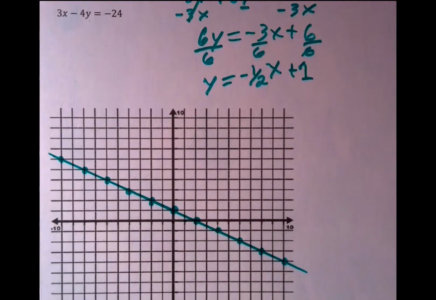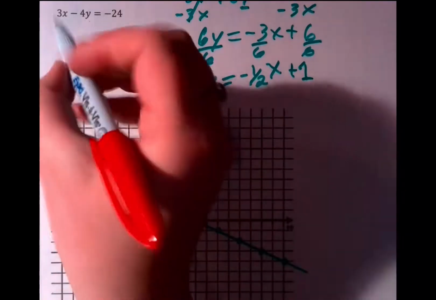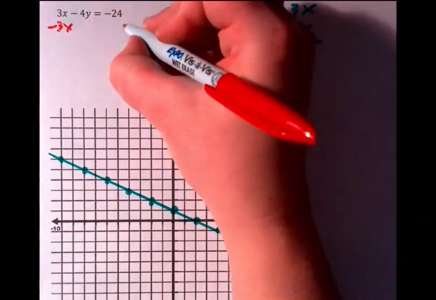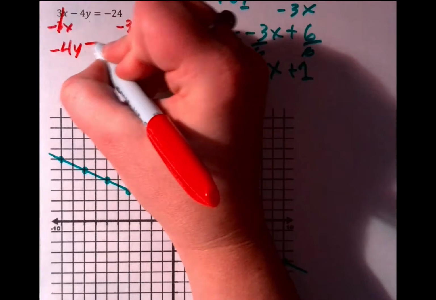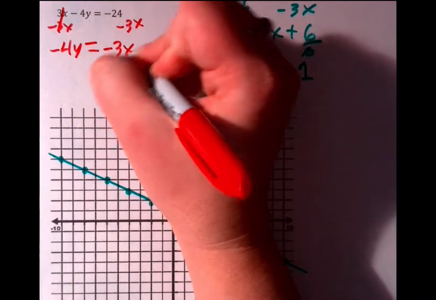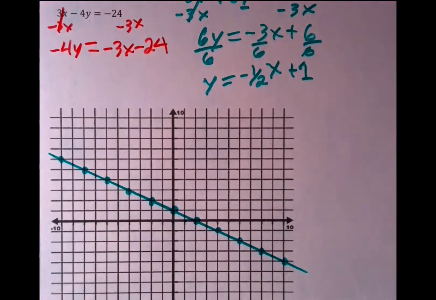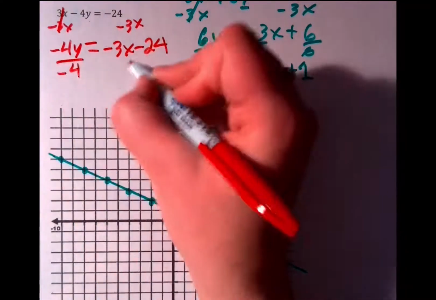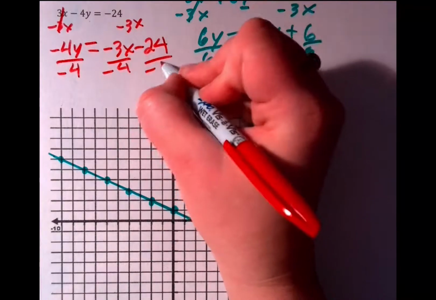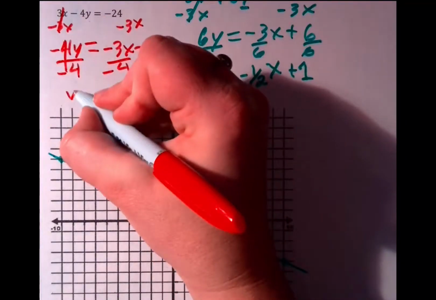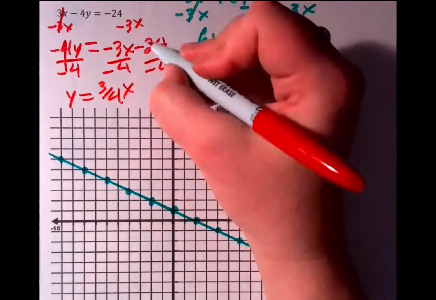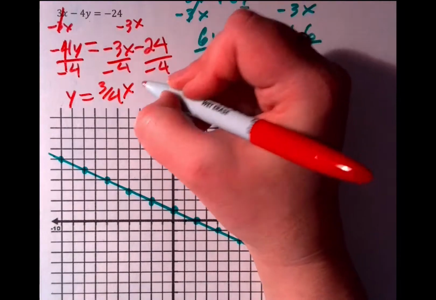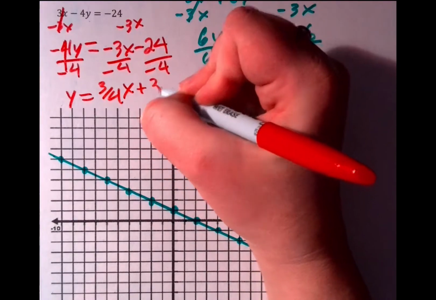All right, so let's work our second one out. Again, we're going to subtract the 3x. So we get negative 4y equals negative 3x minus 24. Divide both by a negative 4, or divide everything. We get y is equal to negative divided by negative is a positive. 3/4 does not simplify. 24 divided by 4 is 3. Negative divided by negative is a positive.